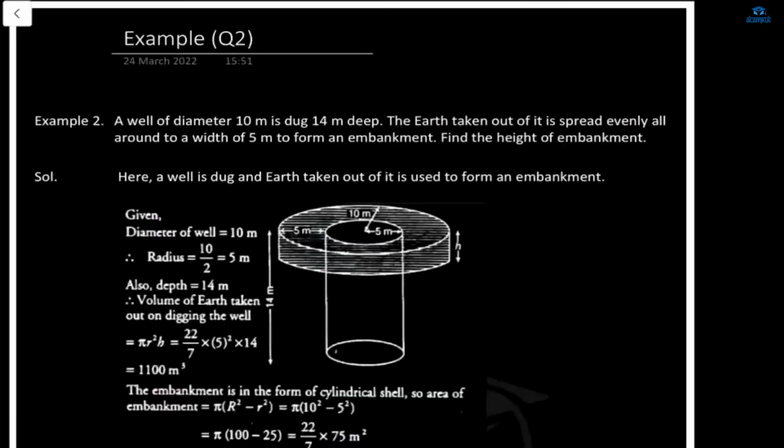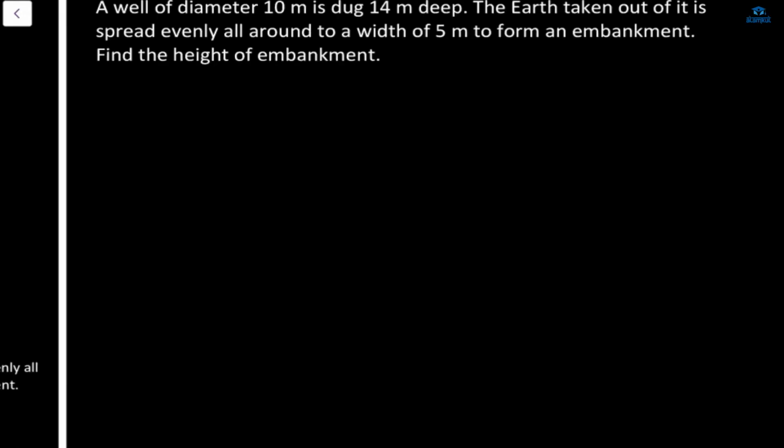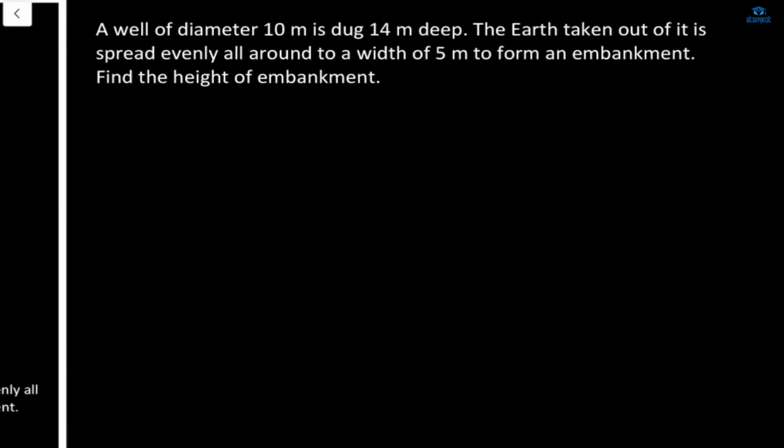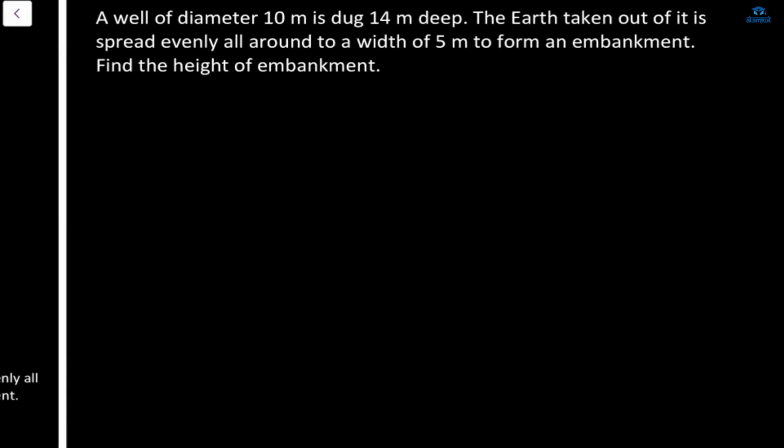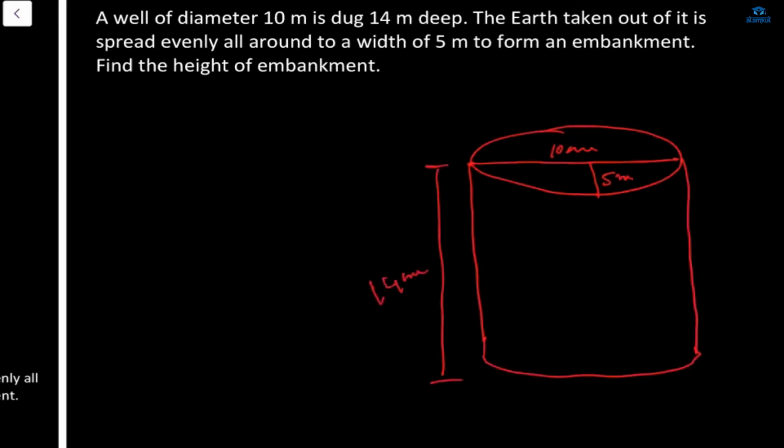Now, one more question. A well of diameter 10 meter is dug 14 meter deep. So we have made a well, something like this, and the diameter is 10 meter. So this is your 5 meter radius, and it is made 14 meter deep. The well is of cylindrical form, you all know. The earth taken out of it is spread evenly all around to a width of 5 meter.